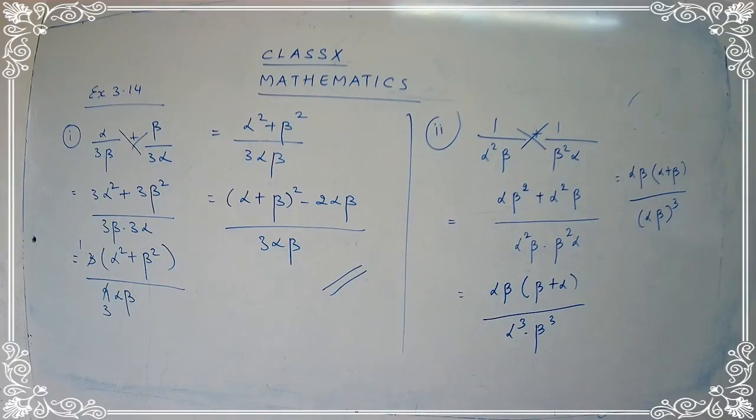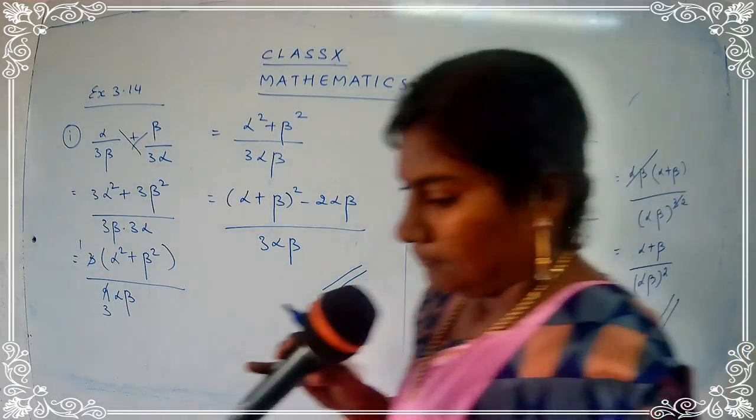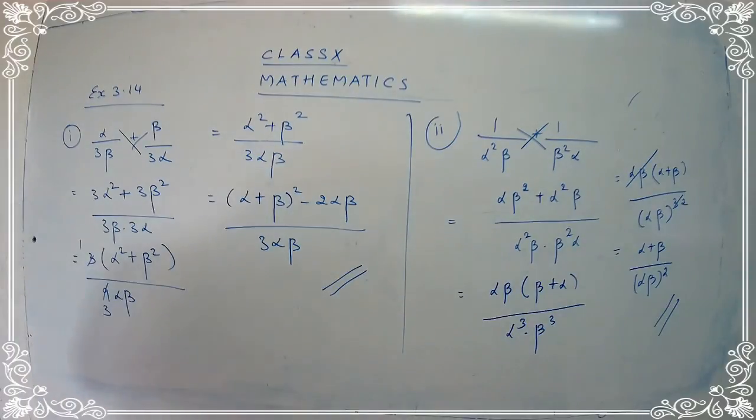Now see here we have alpha beta, so I can cancel 1 alpha beta and 1. So here we have total 3 alpha beta. So now what is left? Alpha plus beta upon alpha beta the whole square.